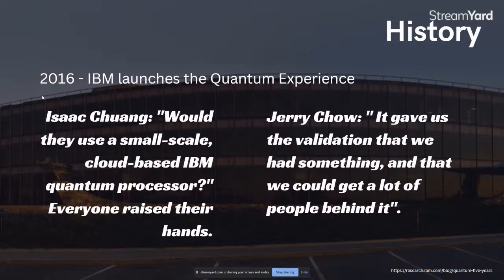So we know that this request is not just as easy to make, since it needs a big backing from the community, because it will need a big amount of support, since they are going to put a lot of resources into the project. So the tipping point of why they started to work on the project is Isaac Chuang. Isaac Chuang is the author of the book Quantum Computing and Quantum Information. He asked his conference audience if they would use a small scale cloud-based IBM quantum processor. Everyone raised their hands. So this convinced them to invest the resources in building the platform.